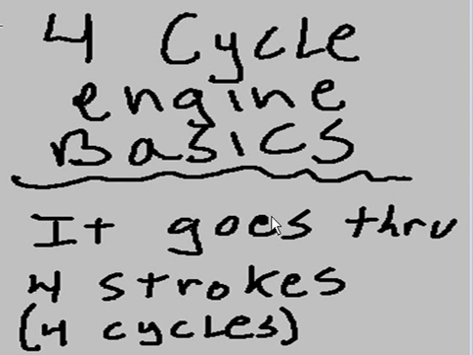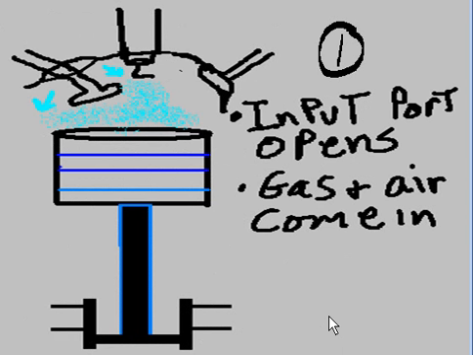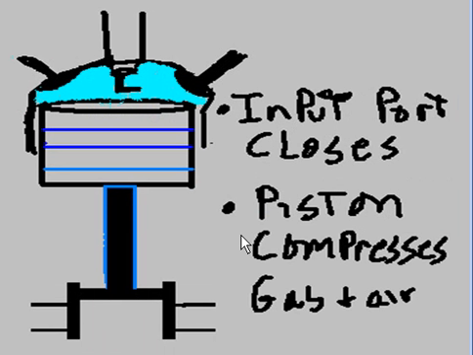4-cycle engine basics. The engine goes through 4 strokes, that is, 4 cycles. The input port opens over here, and gas and air come in. Then the input port closes, the piston comes up and compresses the gas and air.